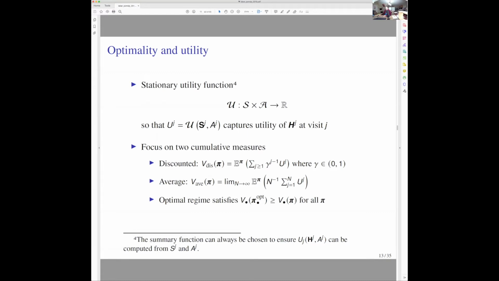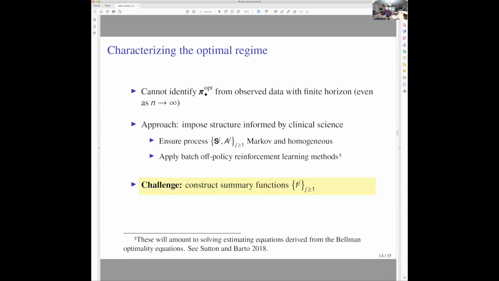Okay, all right, so our goal is to construct an estimator of pi opt. So now, how do we first characterize the optimal regime so that we can construct an estimator? Well, we can't identify pi opt from the observed data with a finite horizon. So if we don't put any more structure in the problem, there's no way for us to identify pi opt. And the reason, of course, is that we don't have data beyond the length of the study. So if the system were, say, non-Markov and non-homogeneous, then there's no hope, right? There's absolutely no hope because you don't have data beyond the length of the study. So you can't say anything about what the optimal treatment is out there.